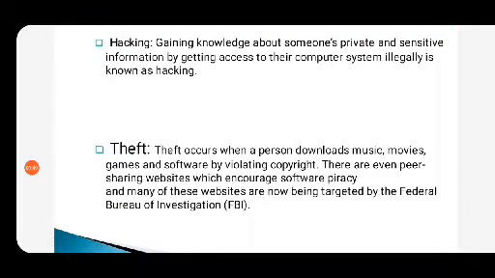Next we have theft. It occurs when a person downloads music, movies and games software without following the laws or by violating some copyrights. So if you are doing anything illegally, that is theft, and these are all maintained or taken care of by the FBI, that is the Federal Bureau of Investigation.